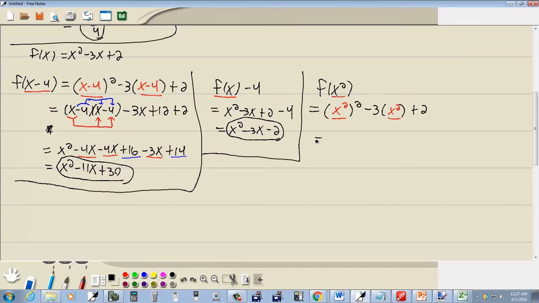Now remember, when you're raising one exponent to another exponent, you multiply the exponents together. So x squared to the second power gives us x to the fourth. Minus 3 times x squared is 3x squared, and then I'll bring down the plus 2. And that would be our answer.